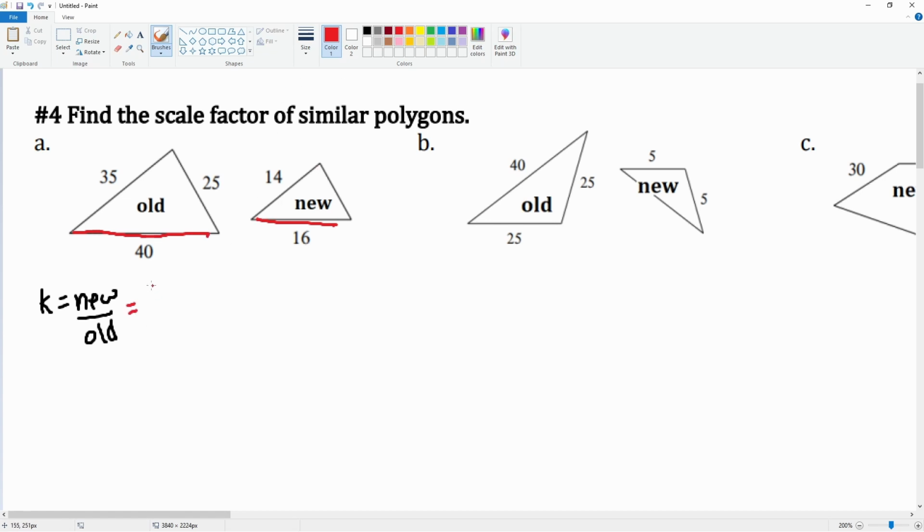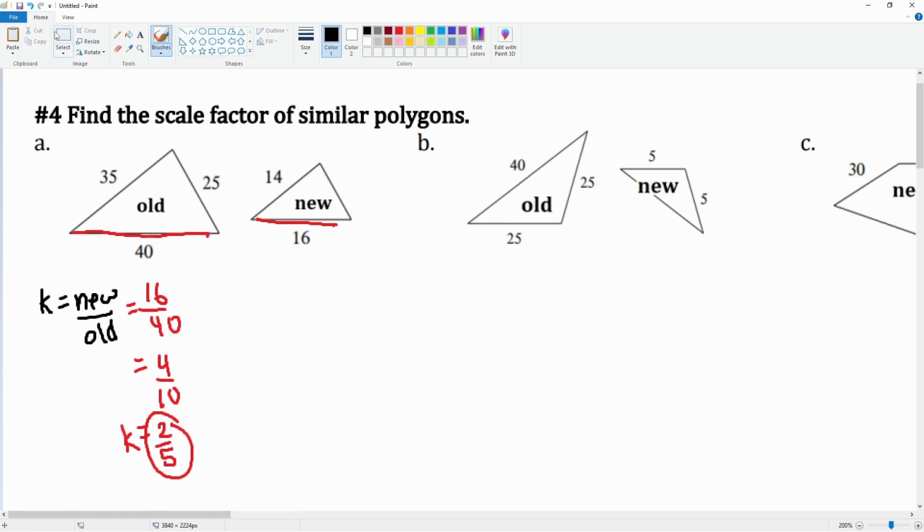Right, so the new value is 16, the old value is 40. Let's simplify that. I think 4 goes into both. 4 goes into 16 4 times. 4 goes into 40 10 times. That does still simplify to 2 over 5. Right, so that would be the scale factor. K is equal to 2 over 5.